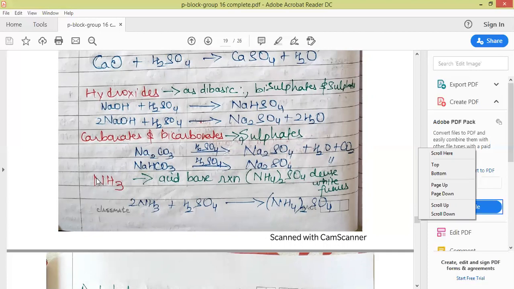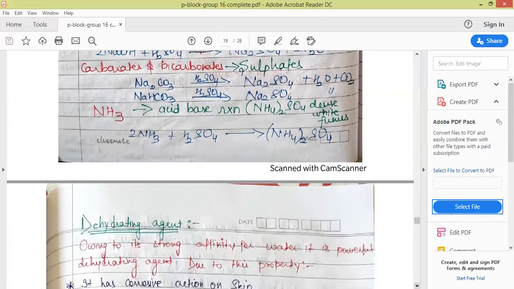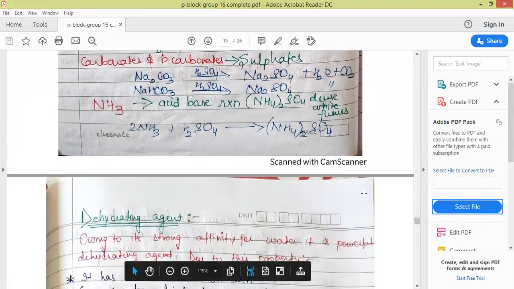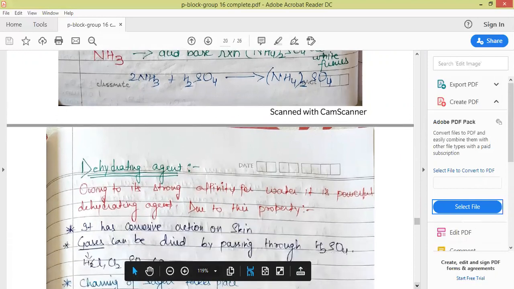This is an important reaction where H2SO4 is reacted with ammonia. This is also an acid base, or neutralization reaction, where ammonium sulfate is produced, which gives dense white fumes. So this is an important compound which produces dense white fumes.